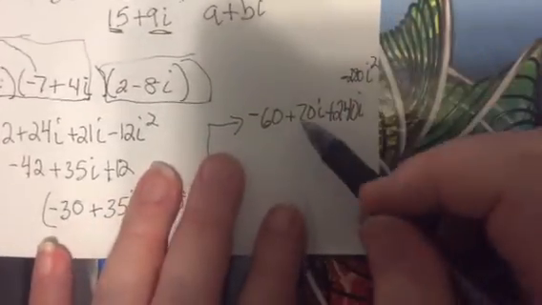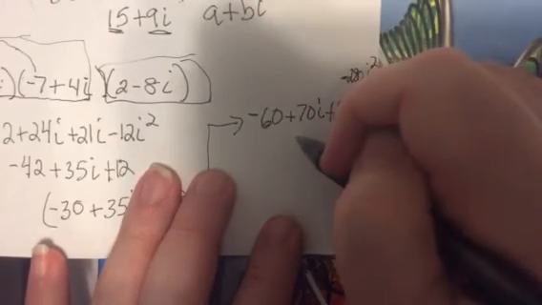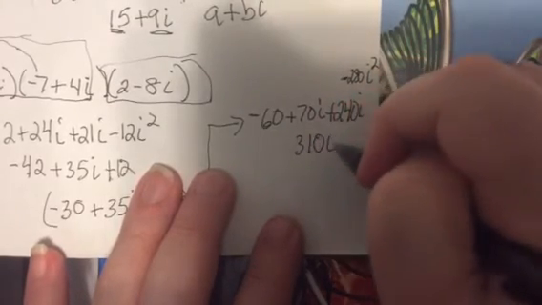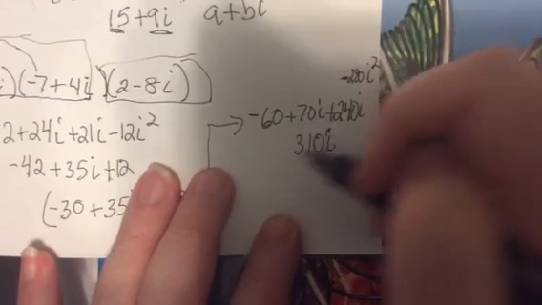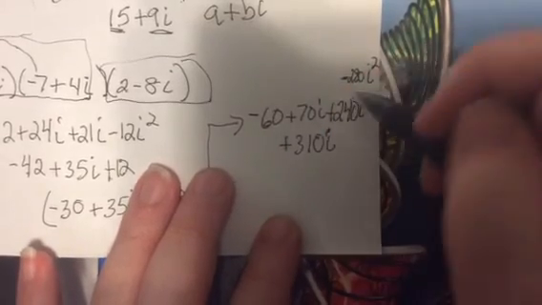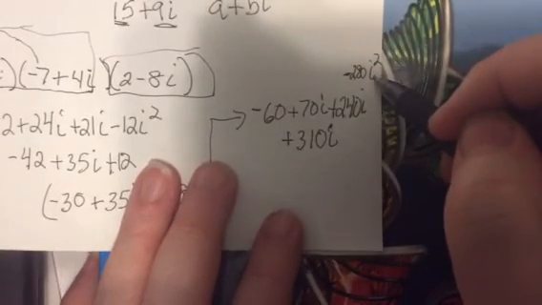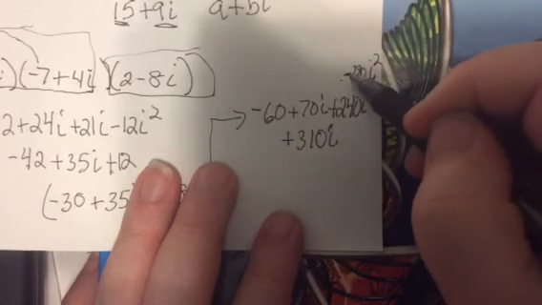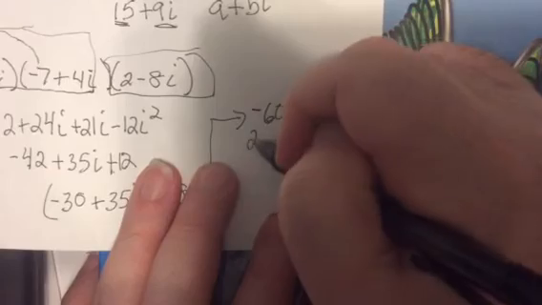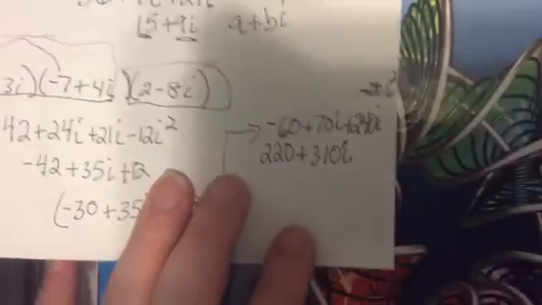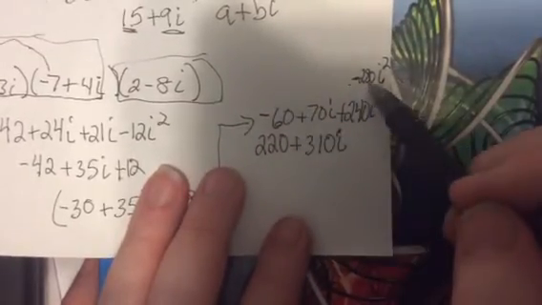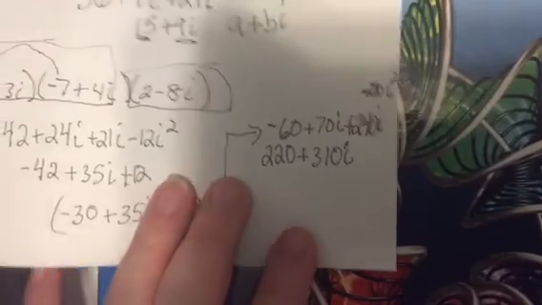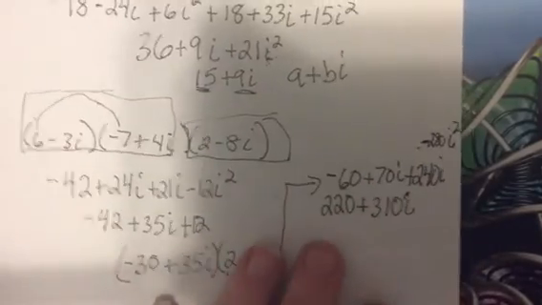So, okay, 70i plus 240i, that's 310i. And that's a plus. And then i squared is -1, so minus 280 times -1 would be plus 280. -60 plus 280 would be 220. Wow, those are huge numbers.